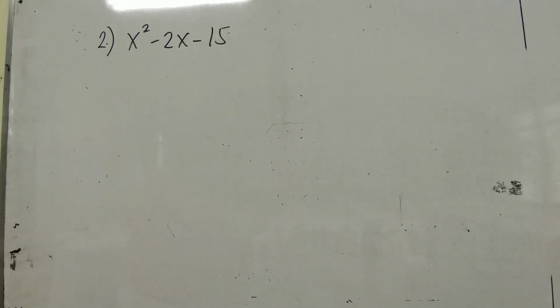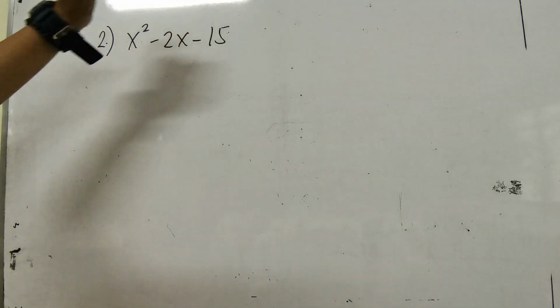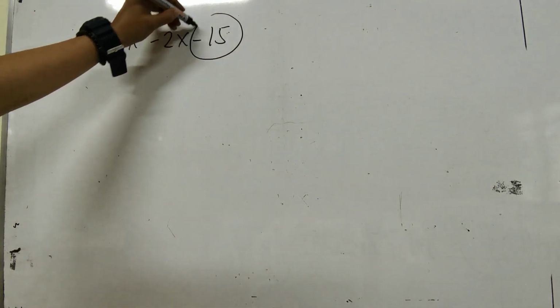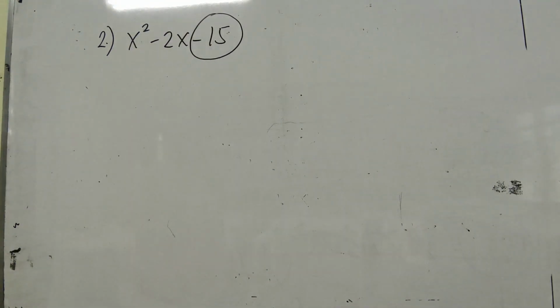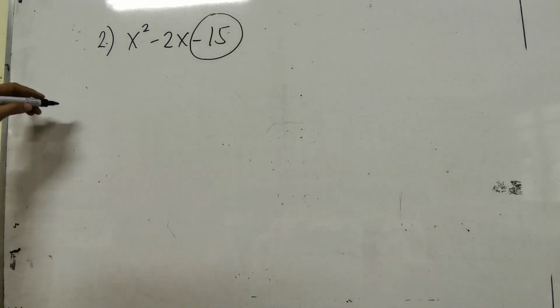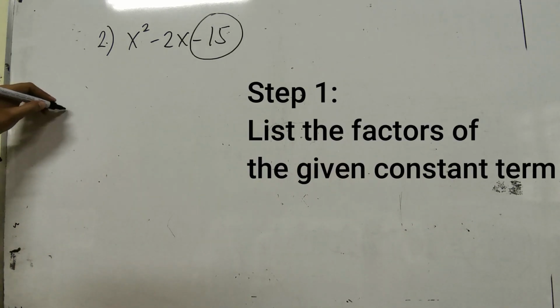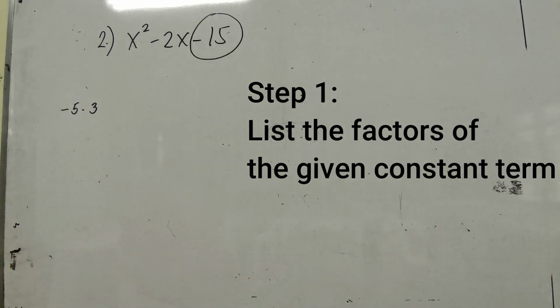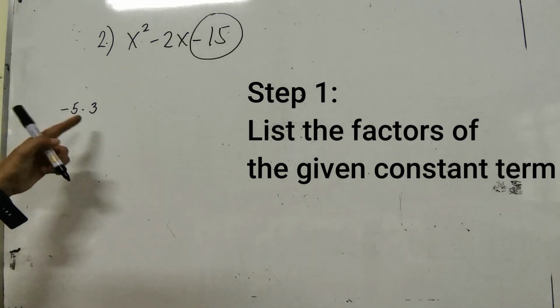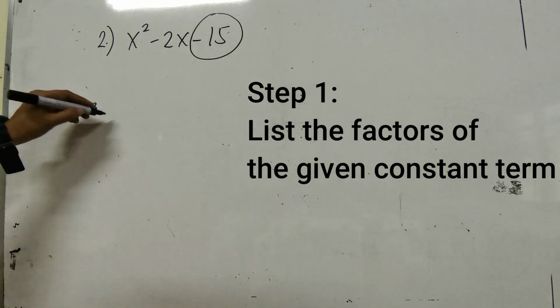For our number 2 given, we have x squared minus 2x minus 15. First step, follow ulit natin yung fourth step. So, negative 15. Always remember na kasama po yung sign sa ating titingnan. Kasi, para malaman natin ano ba yung mga factors. Okay, for negative 15, list natin. We have negative 5 times 3. So, dapat isang positive, isang negative. Para ang sagot natin, pag minultiply siya ay negative 15.